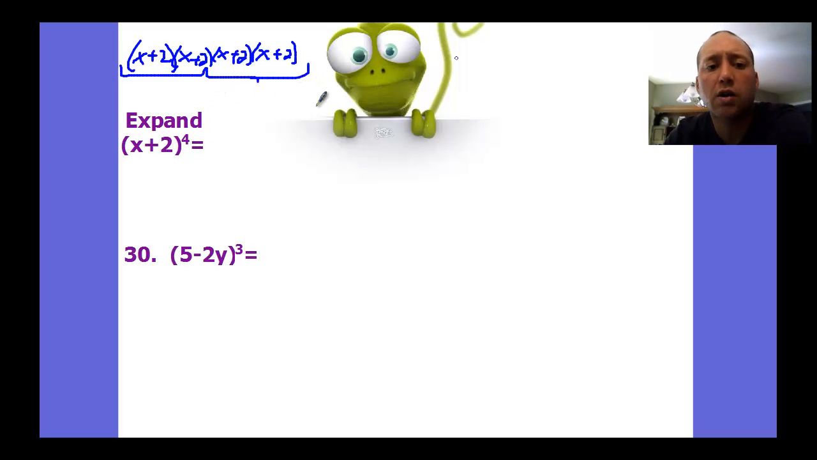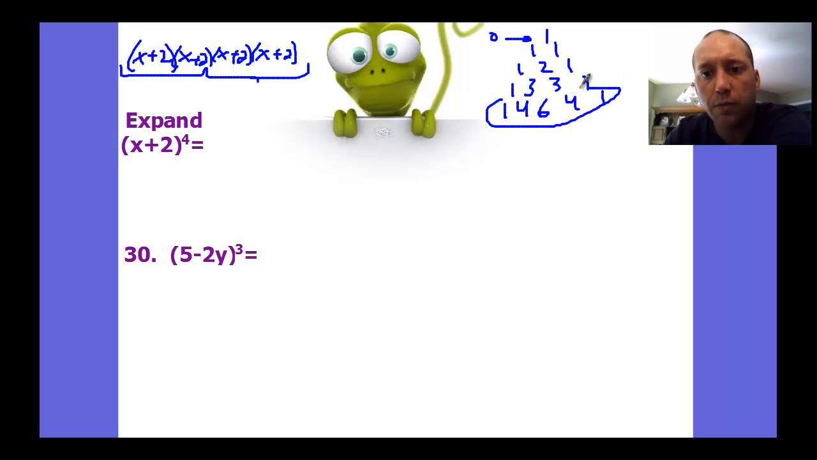So Pascal's triangle, we want row 4 for that. So 1, 1, 1, 1, 2, 1, 1, 3, 3, 1. And so you get to know Pascal's triangle pretty good as you use it. Just realize that this first one is row 0. So 1, 2, 3, 4. This is row 4 then. So those are our coefficients. So it's going to be 1x to the 4th, 2 to the 0.